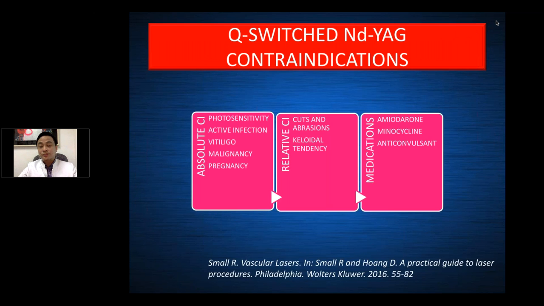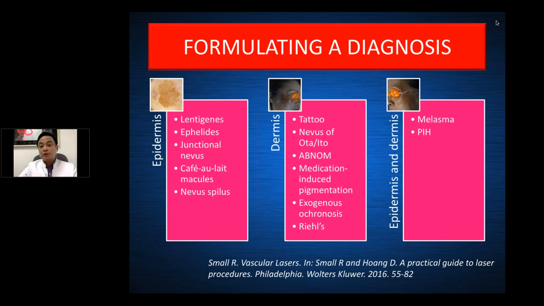These are the absolute contraindications: photosensitivity, active infection, the presence of vitiligo, malignancy, or pregnancy. Relative contraindications are cuts and abrasions and the tendency to form keloids. And of course, we have to know whether the patient is taking any photosensitizing medications such as amiodarone, minocycline, anticonvulsants, etc. And then we usually formulate a diagnosis.